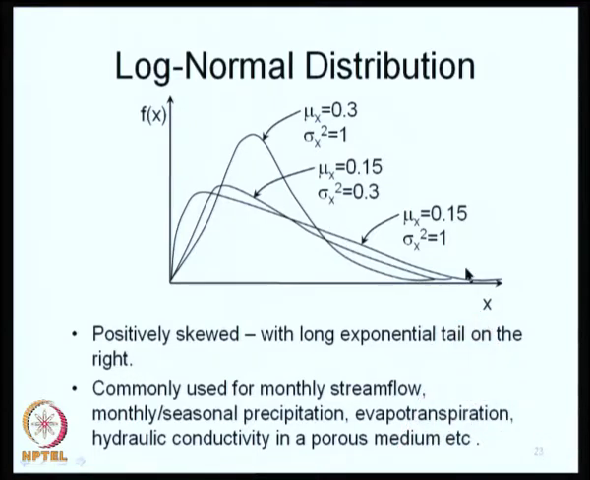And log normal distribution has many applications in hydrology. It is typically used for monthly stream flows, monthly or seasonal precipitation, evapotranspiration, and hydraulic conductivity in a porous medium, and so on. So, log normal distribution is very popularly used in several hydrologic applications.